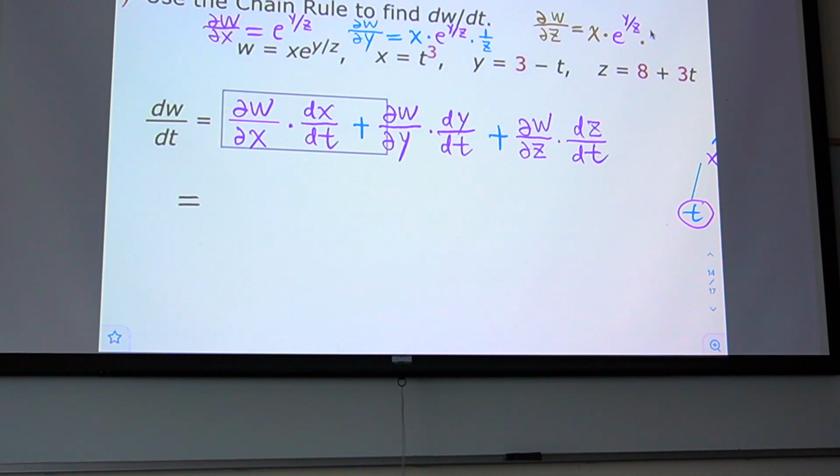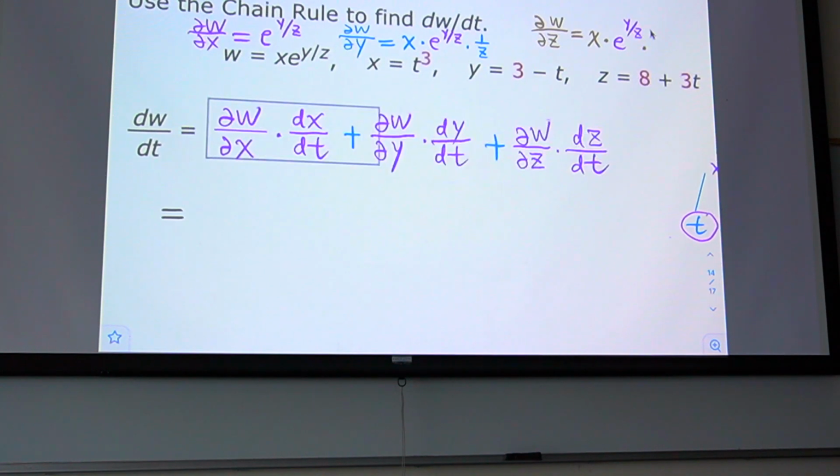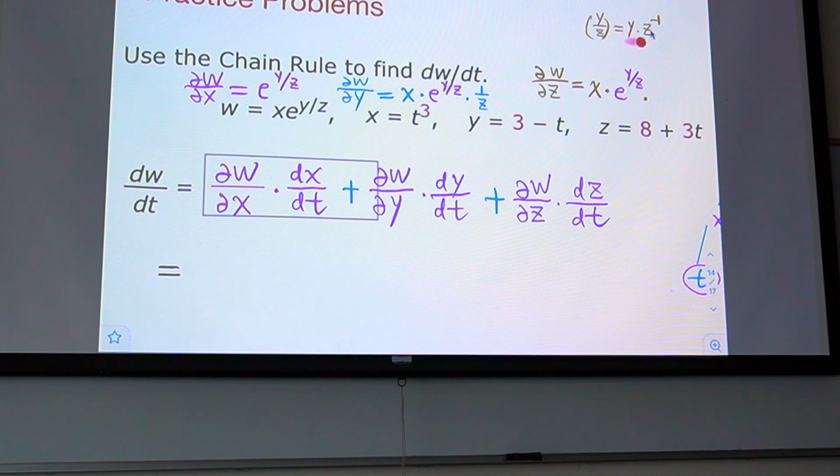Okay, let's think about this. Y over z, right? When you differentiate this with respect to z, we think about the y here as a constant, right? Then this one here is the same as y times z to the negative 1 power, right? Okay, so what do we do here? When we differentiate this, the y here is just like a constant multiple, so we'll just put y.